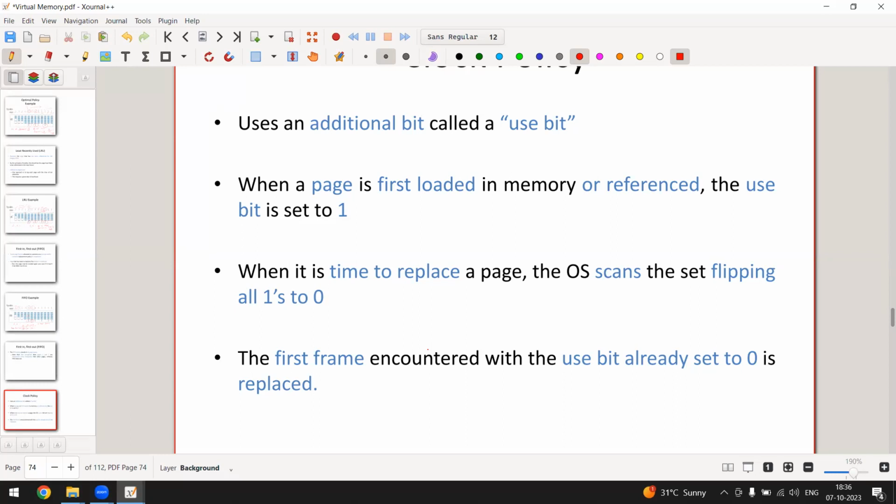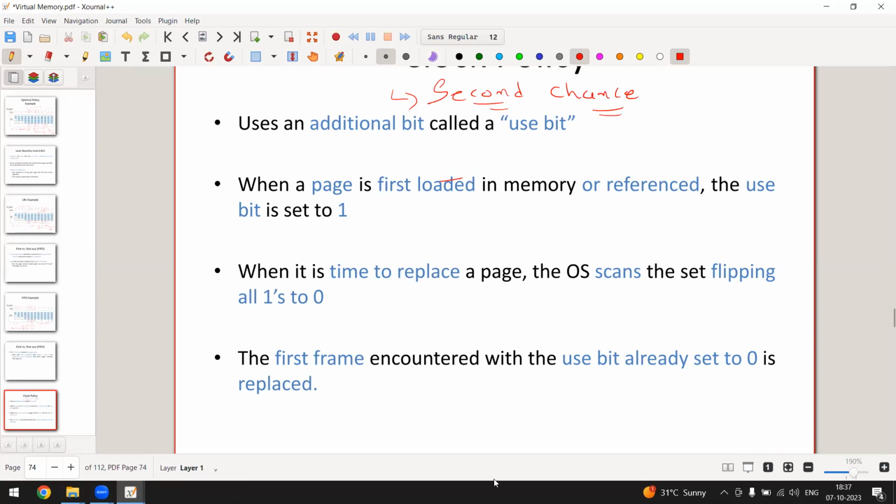So it is just giving a warning that now your use bit is 0. If you are not accessed in the near future, next time you will be swapped out. It's like giving a warning to someone before taking a serious action. You can understand it like this. That is why this algorithm in literature is also called the second chance algorithm.